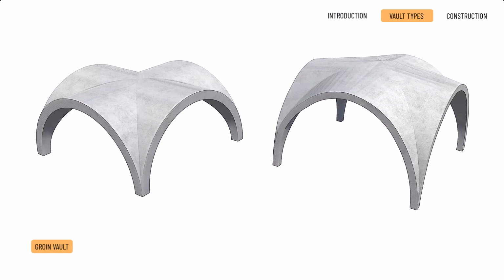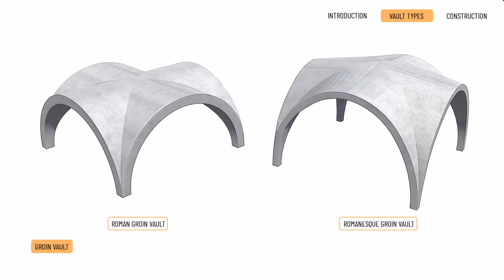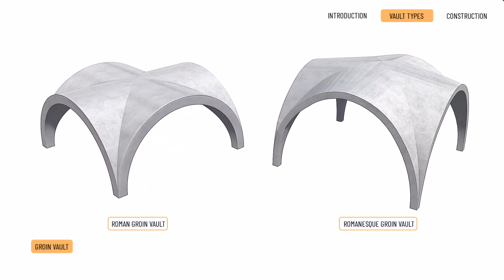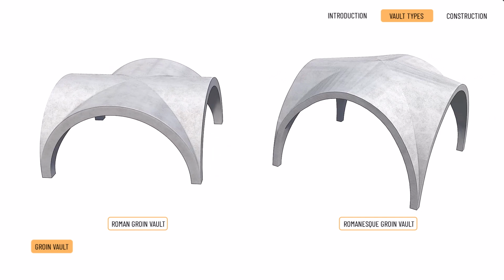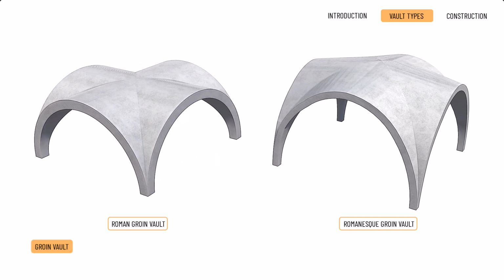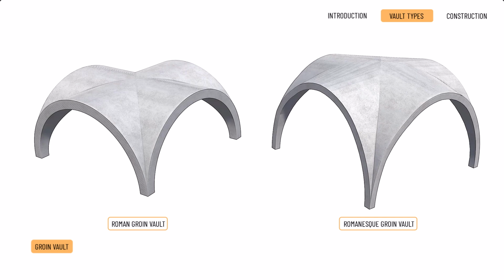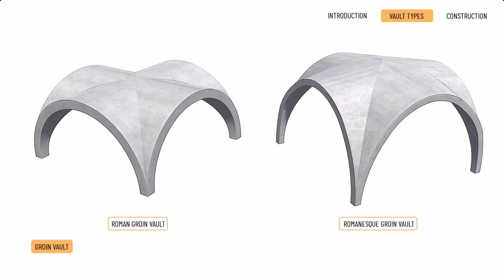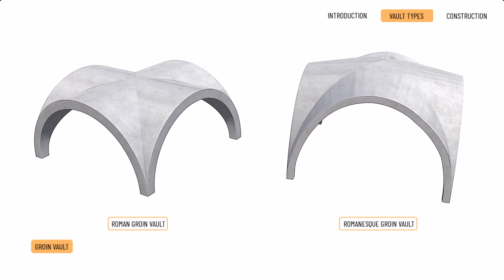in piers or columns. In a Roman groin vault, the line connecting the opposite frontal arches is horizontal, and the ridge of the vault is semi-ellipsoid. In a Romanesque groin vault, the line connecting the opposite frontal arches is a rising arch, and the ridge of the vault is semicircular.